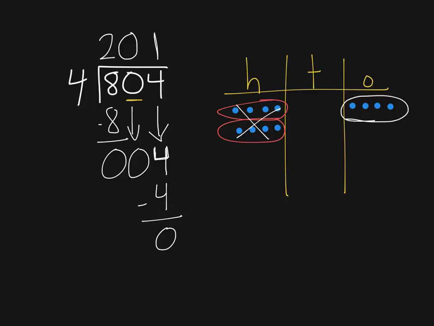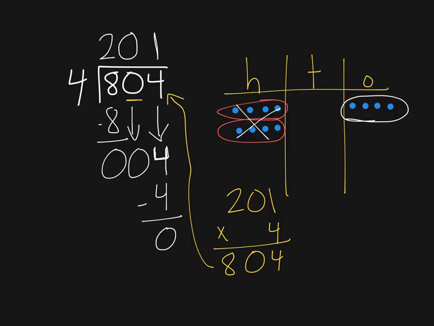It is really important that you put this 0 here up in your quotient, because if you leave it out, you would end up with 21, and that is a very different value than 201. I can also multiply to check my work. 201 times 4. 4 times 1 is 4. 4 times 0 is 0. 4 times 2 is 8. I get back to my original dividend that I started with.